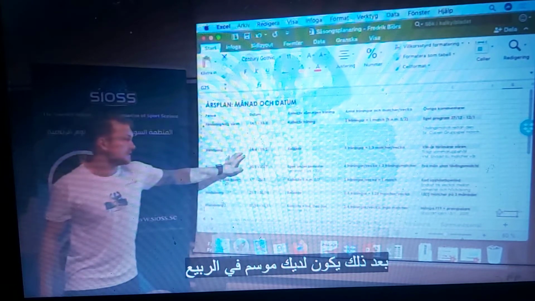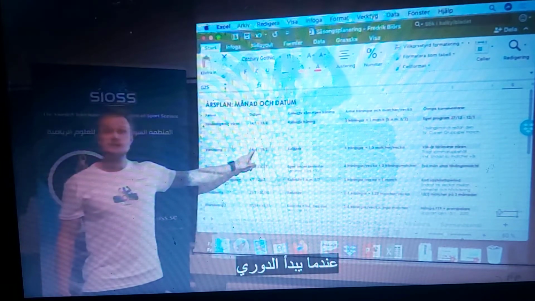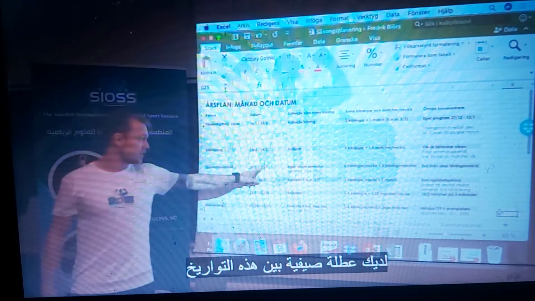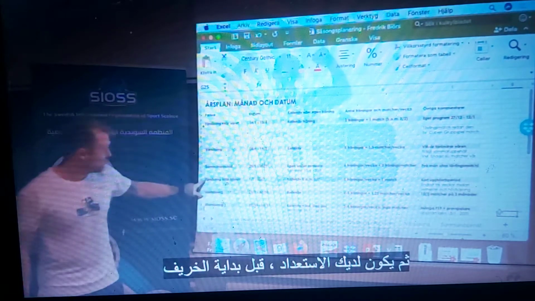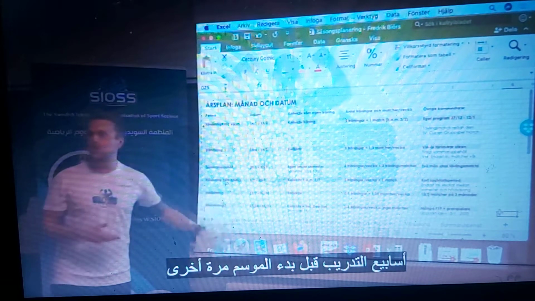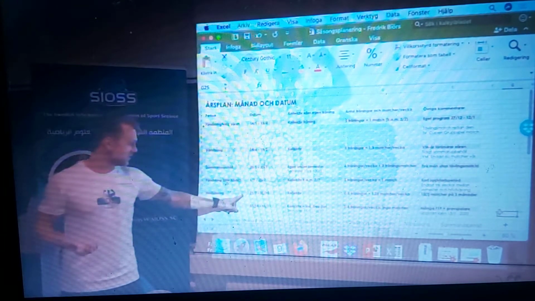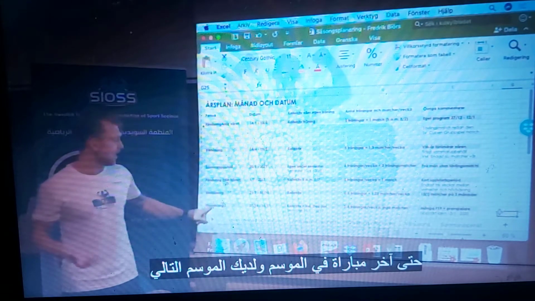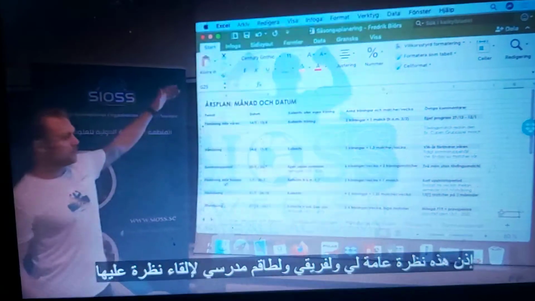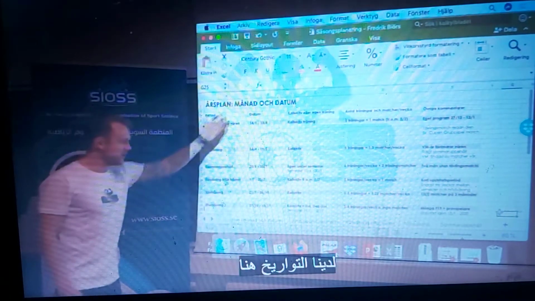After that you have the spring season, when the league starts. The league starts the 14th of April, until we go on at the summer break. You have the summer break between these dates. Then you have the pre-season before the autumn starts, the training weeks before the season restarts again after the summer break. You have the autumn season until the last game of the season, and you have the after season. That means how do we train the last weeks when we don't have any more competitive games to play. So this is an overview for me and my team and my coach staff to look at. We have the dates here.